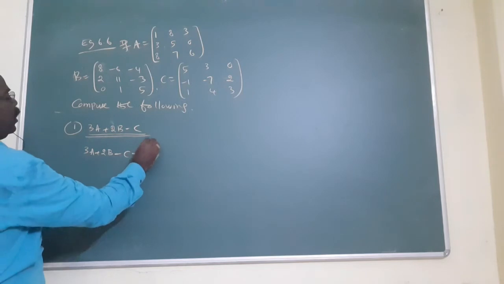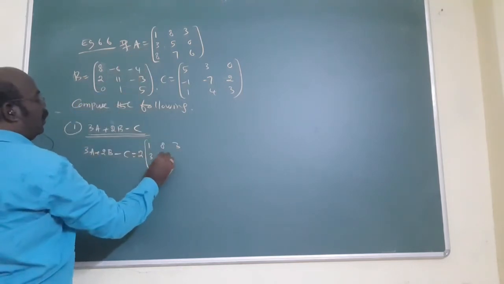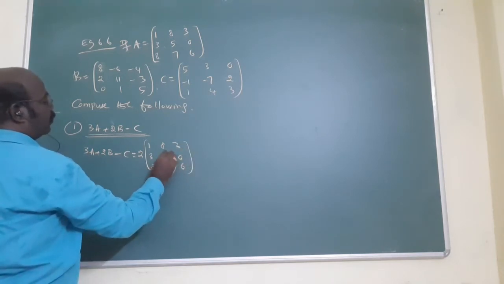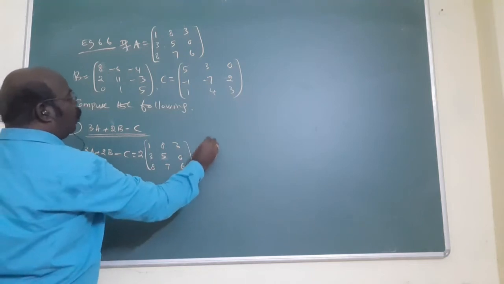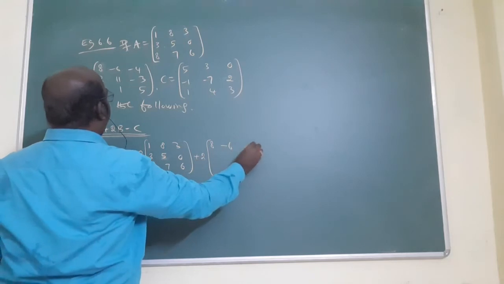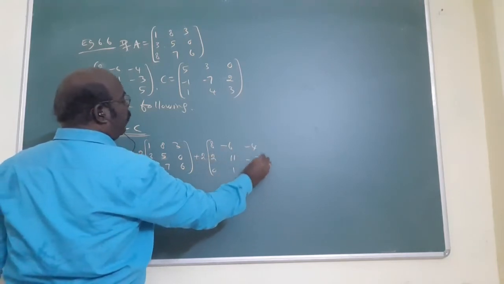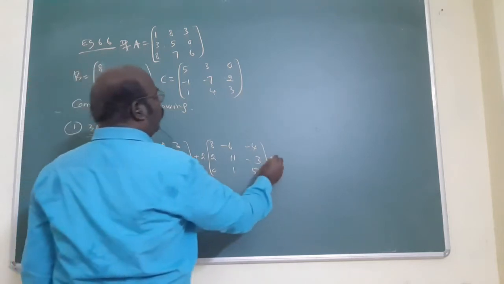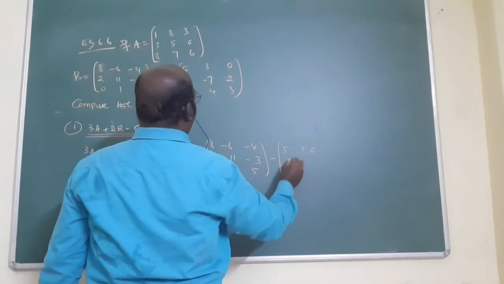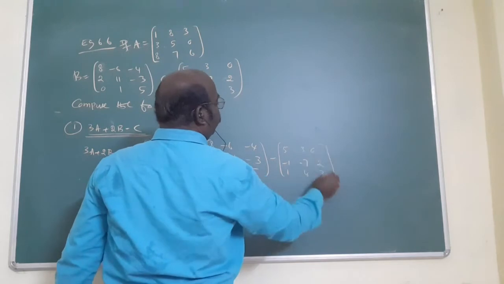The first matrix, 3 into A, is 1, 8, 3, 3, 5, 0, 8, 7, 6. Plus 2 into the second matrix, the B matrix: 8, minus 6, minus 4, 2, 11, minus 3, 0, 1, 5. The last one, minus the C matrix: 5, 3, 0, minus 1, minus 7, 2, 1, 4, 3.